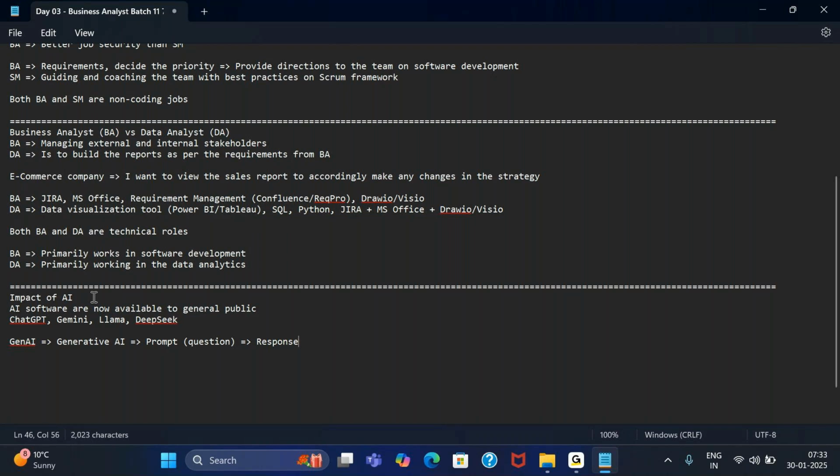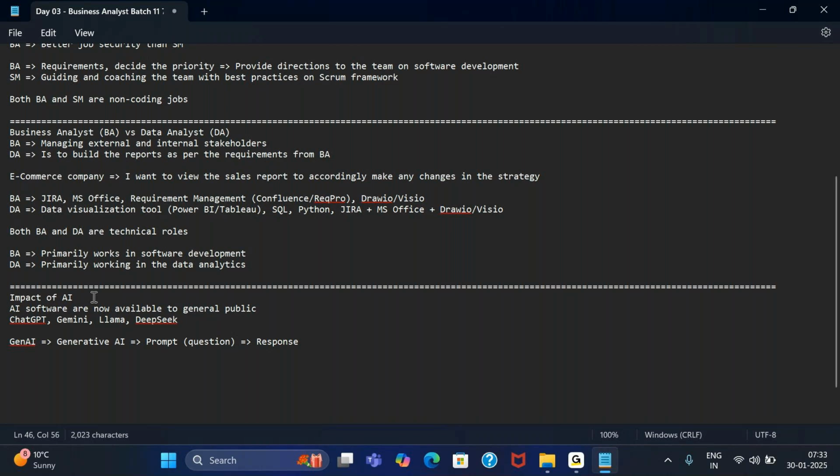That response is generated based on the data training these AI tools have undergone. The AI tools have been trained using a wide variety of data. So based on the training that they have received, they are now capable of generating a response, and that is why they are called generative AI.